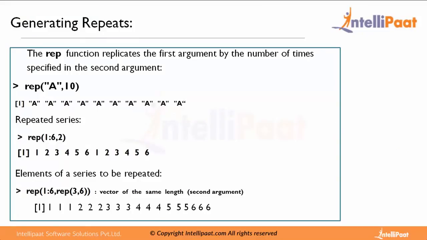So that is what is all written here. In the first example we are repeating A 10 times. In the second example we are saying 1 to 6, 2 times. In the third example we are saying 1 to 6, where we are repeating the element of the series.